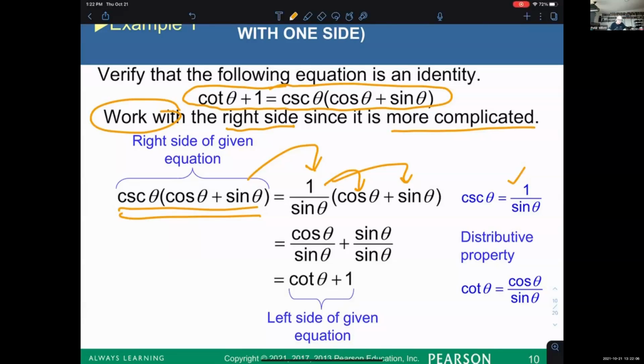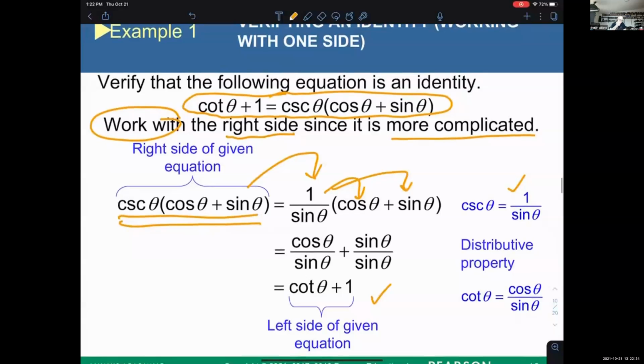And then each of those can be simplified. Cosine over sine is cotangent, basically by definition. And sine divided by sine is, of course, 1. And they ended up with what was originally on the left side of the equation. So they showed the right side could simply be simplified, and then it becomes what's on the left, and that verifies the identity. So this is a good example in which a couple of the hints that they gave us are utilized, and the problem's not too terrible. It just takes a couple of steps, and we're able to do it that way.